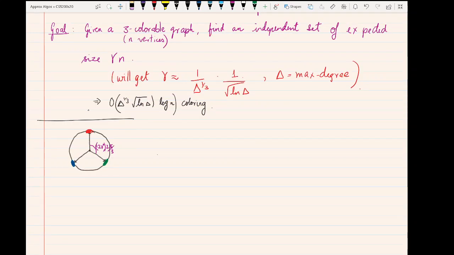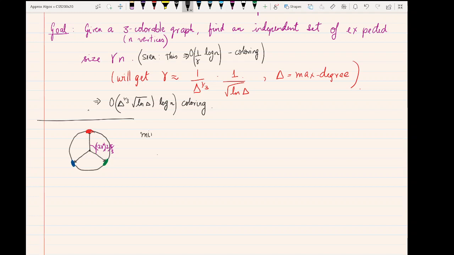So here's the goal that we're aiming for finally. Given a 3-colorable graph, we want to find an independent set of expected size gamma times n, where n is the number of vertices. Now the gamma that we'll manage to get is something like 1 over delta raised to 1/3, or 1 over cube root delta, where delta is the max degree in the graph. Now this does not look anything immediately like the n raised to 0.25 coloring that I had promised you earlier, but we'll come to that at the end of this. Let us keep this as the intermediate goal, and the way we find this large independent set is to use the vector coloring.